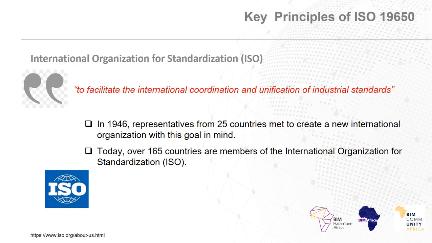Firstly, let's look at what we mean by ISO. ISO is not an abbreviation. It is derived from the Greek isos, meaning equal. Whatever the country, whatever the language, ISO is always used as the abbreviated form. ISO is an international organization which was formed with a vision to facilitate the international coordination and unification of industrial standards. It was formed back in 1946 to achieve this vision. Today it has over 165 countries as members.